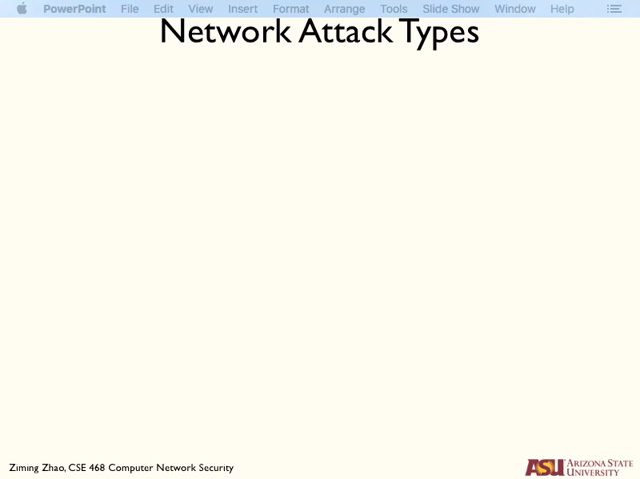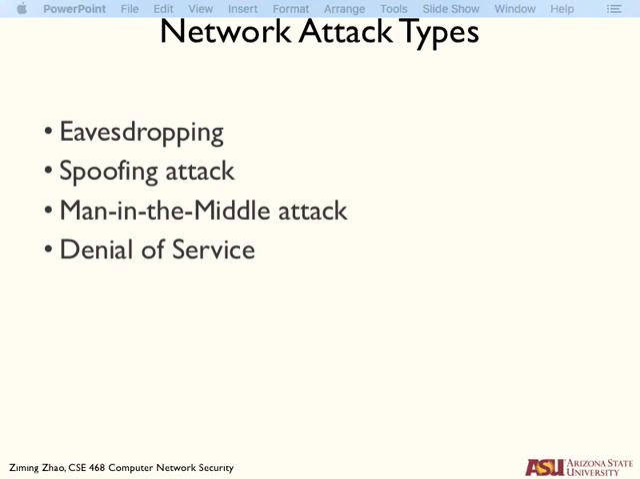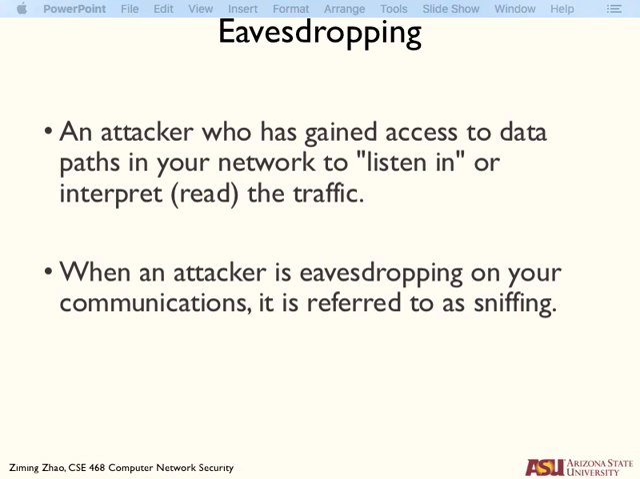So there are many attack types, and you may have learned a lot from your operating system class and software security class, but today I'm going to mainly cover network attack types. So there are eavesdropping, spoofing attack, man-in-the-middle attack, denial of service, and cache poisoning. We are going to apply all these attack types to the protocols we are going to review later. So we are going to try, can I eavesdrop this protocol? Can I do a spoofing attack in this protocol? Or man-in-the-middle?